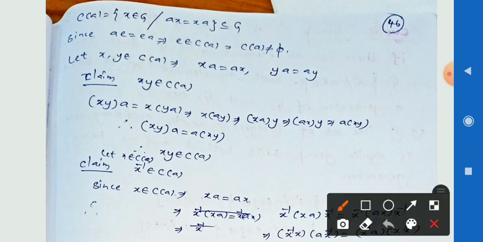A into E is equal to E into A. Here this condition is satisfied. A into E gives A, and E into A gives A. Therefore E belongs to C of A. Then we conclude that C of A is not empty, meaning the centralized of A in G contains some elements.